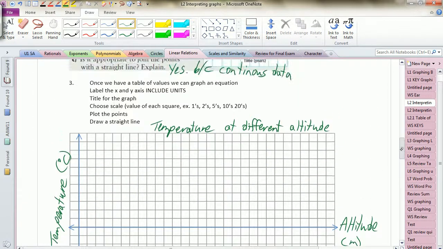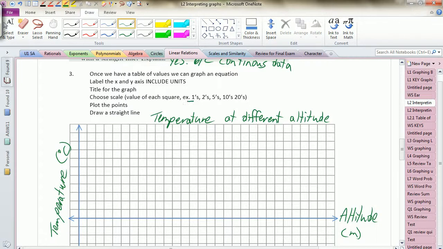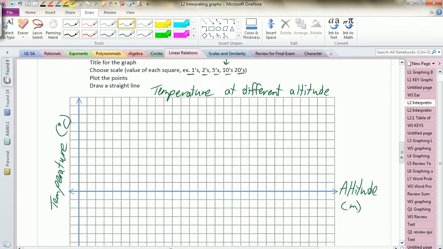Some things that are good to go up and down by are 1s, 2s, 5s, 10s, and 20s. Don't pick something like 3 or 7 or 9. That's too difficult. If you're thinking 9s, use 10s. Okay? Don't go up by 15s. That can be complicated as well. Okay? Keep it simple. So let's go up and down by 2s.